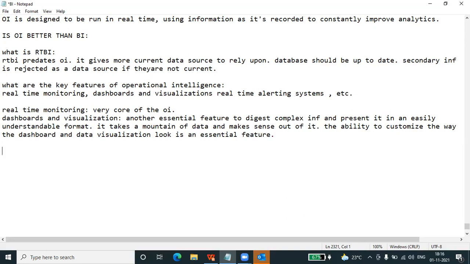Then real-time alerting systems. Operational intelligence is also designed to alert the user when key events occur. The user can set specific conditions and thresholds for which a notification is generated. This alert is then populated on the dashboard and pushed to the user via email or a mobile device notification, allowing for a proactive response.